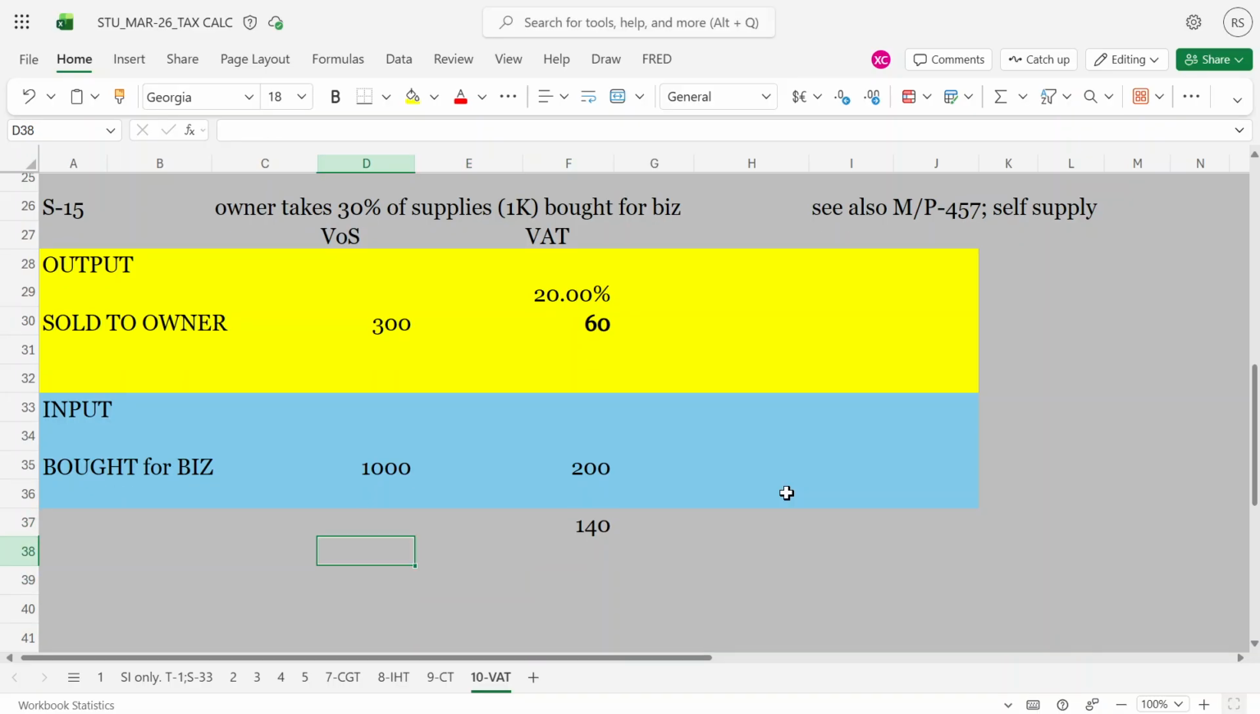Another way to show 140 is to do it like this. You can just say, I bought 1,000 worth of goods for the business but the owner took 300, so I can't claim for the full 1,000 the input tax credit. I can only claim for 700, and on the 700 I will pay 20% tax, which is 140. Either way you get to 140, which is what you can claim from the government.